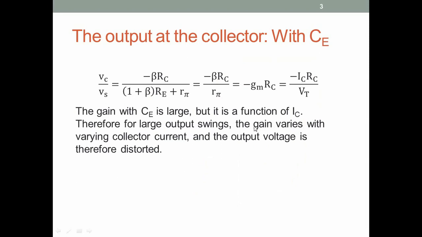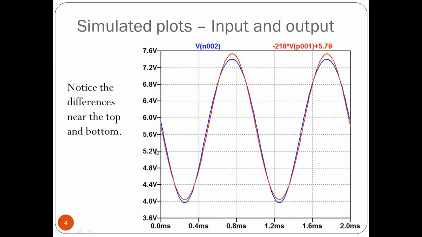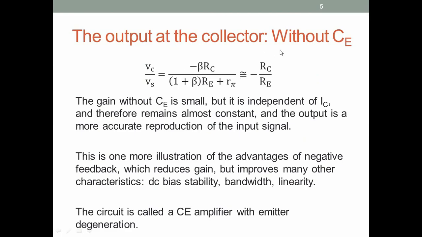The consequence, which I wanted to point out here, is that because the gain varies as the output itself varies, the output voltage is not a very exact reproduction of the input voltage. The output is not a pure sinusoid for an input which is a pure sinusoid. So one says that the output is distorted. So large gains in common emitter amplifiers cause distortion in the output. And of course, distortions are not good in many applications. Alright, so let's look quickly at the output without CE.